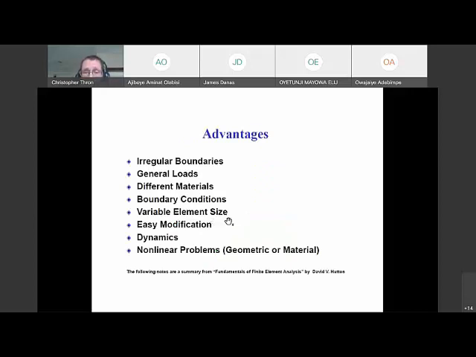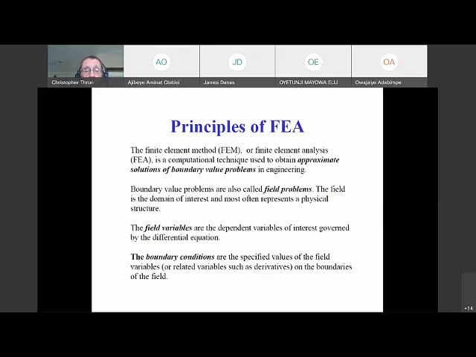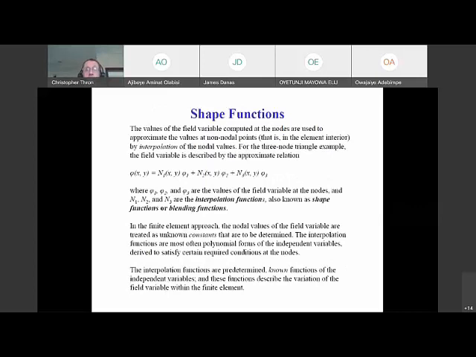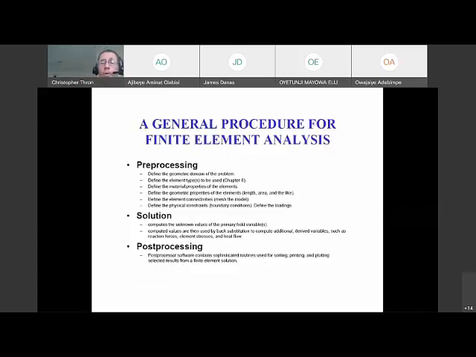So these are some advantages I also mentioned. Let's see. I think I'm going to skip this. We will get into more detail about the finite elements later.